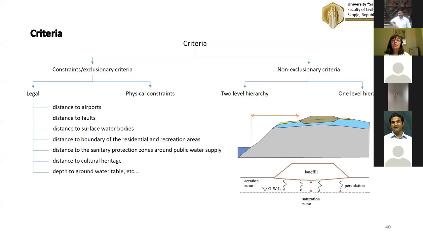they can regulate, for example, the distance to the airports. They can regulate how much the distance should be from the boundary of the landfill to the airport, from the boundary of the landfill to the fault, or, for example, on this picture, what will be the distance from the boundary of the landfill to surface water bodies like this lake, or the distance from the boundary of the landfill to the residential and recreational areas and the sanitary protection zones.